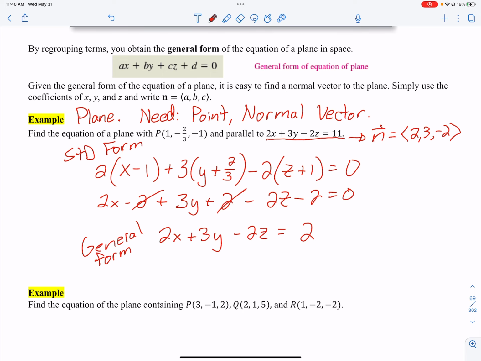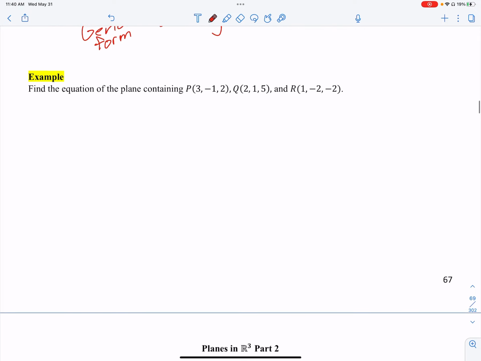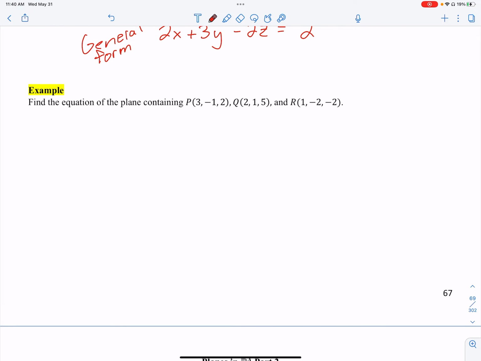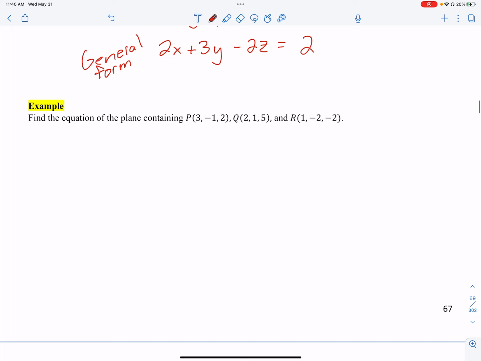All right, here's one of a common application for this. Find the equation of the plane containing, okay, they gave me 3 points. So I'm going to write what I need. I need a point for the plane, and I need a normal vector. Now, this one didn't give me a parallel to this plane. It didn't even describe a vector at all. It just gave me 3 points. But I can create vectors in the plane.